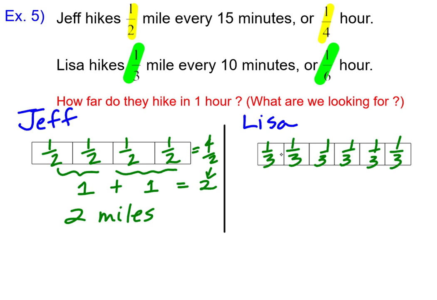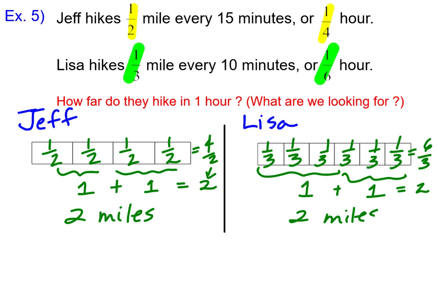So if I count how many thirds I have, altogether I have 6 thirds. Well, we can see here that 3/3 is equal to 1, plus this is equal to 1. So just as he does, she also walks 2 miles in that amount of time. Her pace is a little bit different, but that's what she walks.